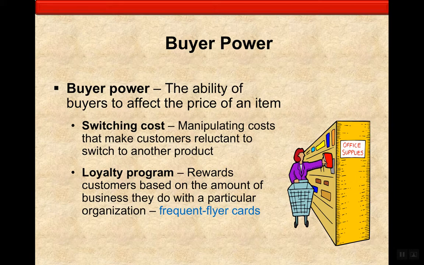So that was one way of controlling buyer impact, and then there are loyalty programs. You reward loyal customers, with things like frequent flyer programs, or you get a free Subway sub if you eat 15 of them, or something of that nature.